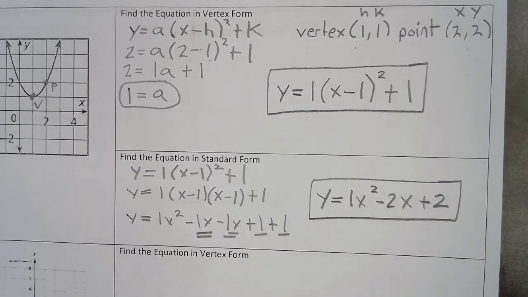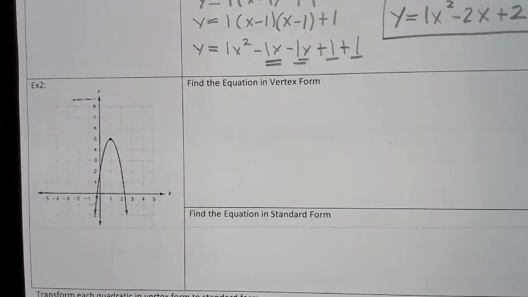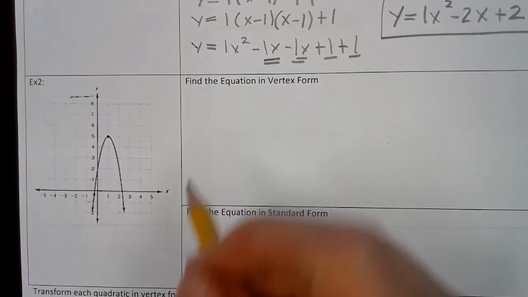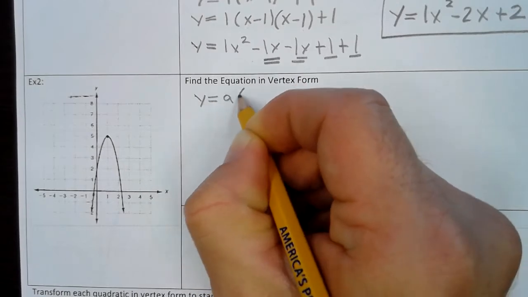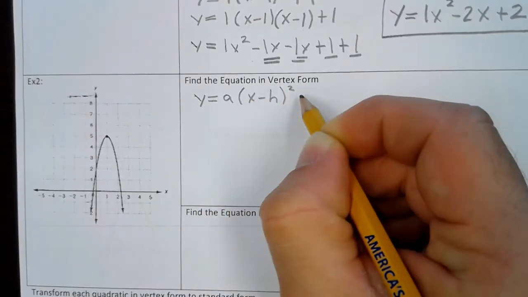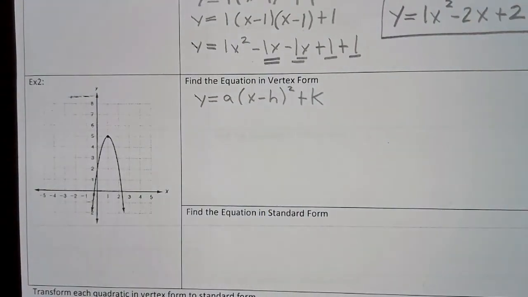All right, so there's example 1, so finish that up. All right, now let's look at example 2. All right, find the equation in vertex form. Okay, so to do that, we know we have y equals a(x minus h) squared plus k. So step 1, find the vertex.